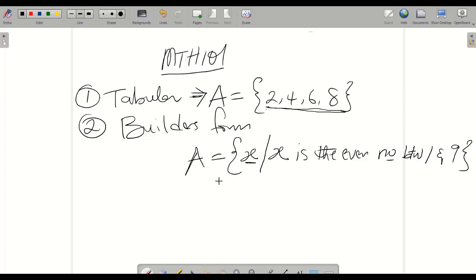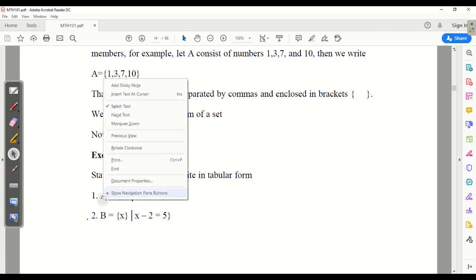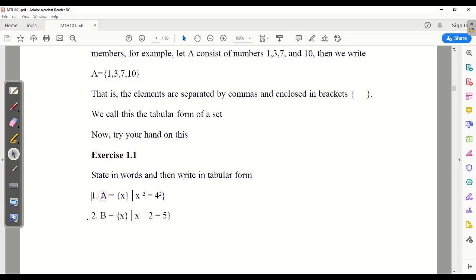All right, so what we're going to do, we're going to hop into our study material, MTH101 material, and take a look at the exercise that we're given. Now here we have A is equal to all this stuff. So A is a set X such that X squared is equal to 4X squared. Actually, this square is not supposed to be there. It's actually wrong. It's just supposed to be 4, not 4x squared.